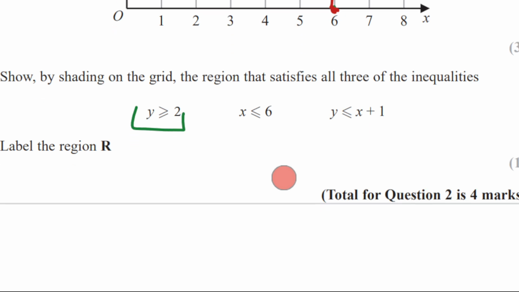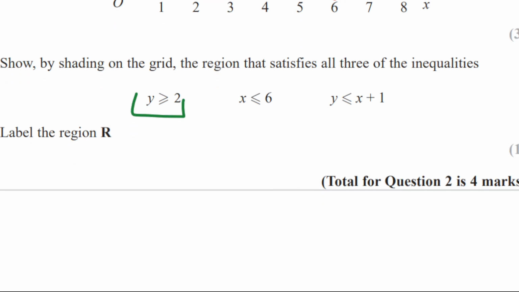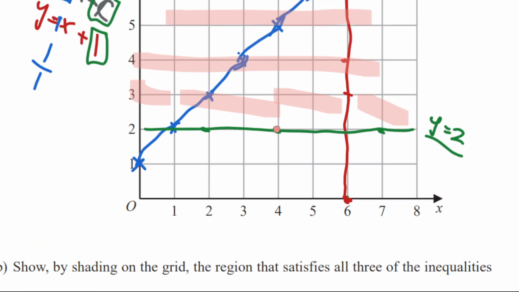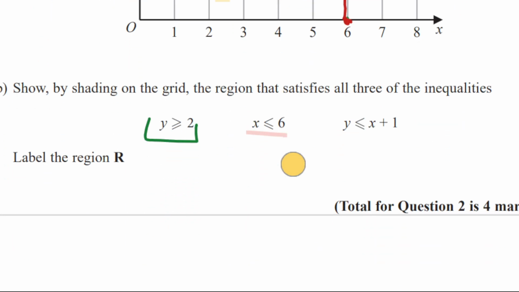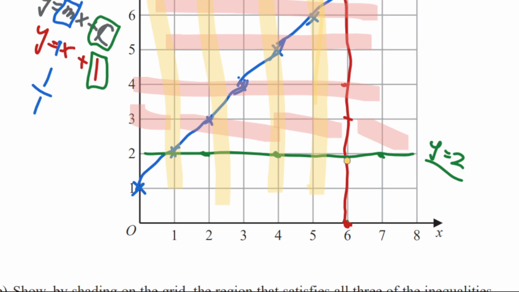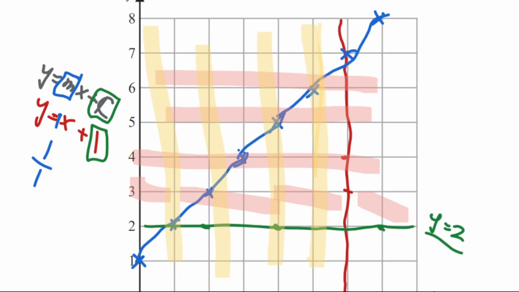Now, x is less than or equals to 6. Where is x equals 6? It's the red line. So x is less than 6 is here. These in yellow. Okay. And the last part is y is less than or equal to x plus 1. The blue line is y equals x plus 1. So less than the line, it's down here.